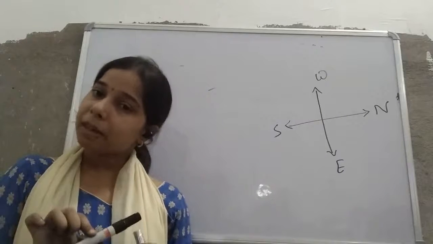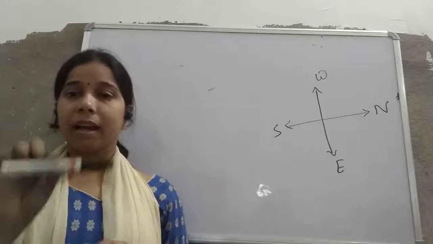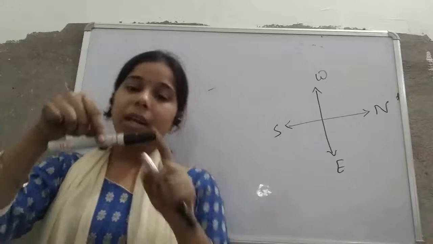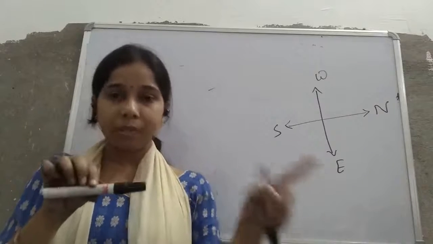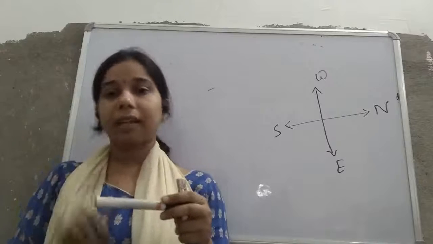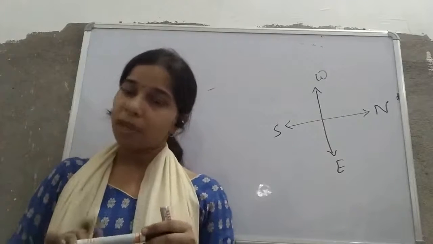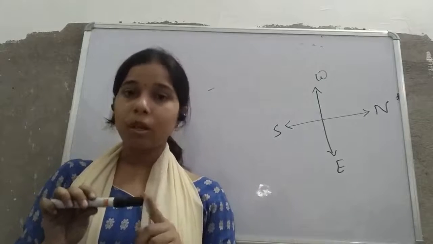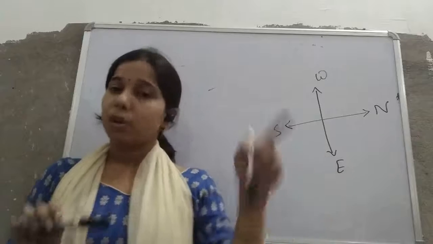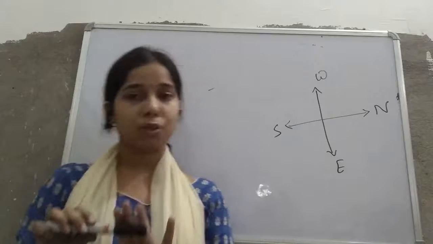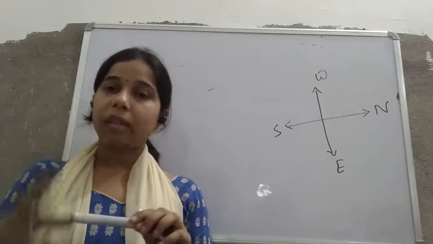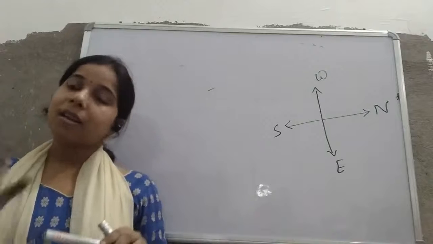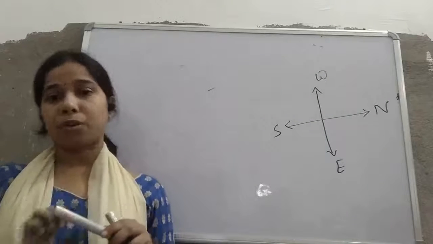So if a freely suspended magnet is there, you leave it like that, and when you keep it hanging in the air, what will happen? It will always align one pole to the north direction of the earth, and the other pole to the south direction of the earth. The pole or end which aligns itself to the north direction, we call the north pole, and the end which aligns itself to the south direction of the earth, we call the south pole of the magnet.